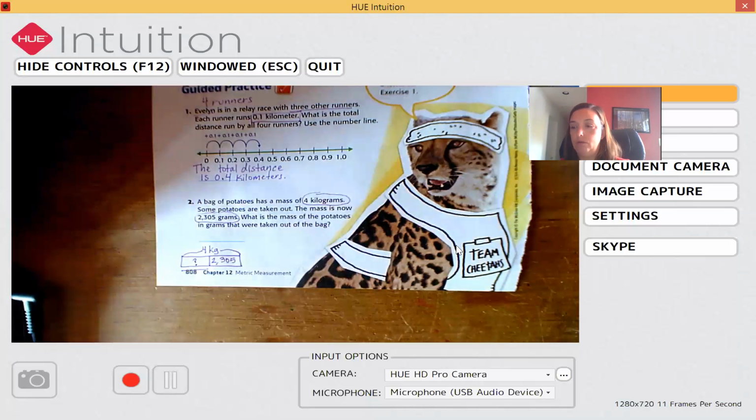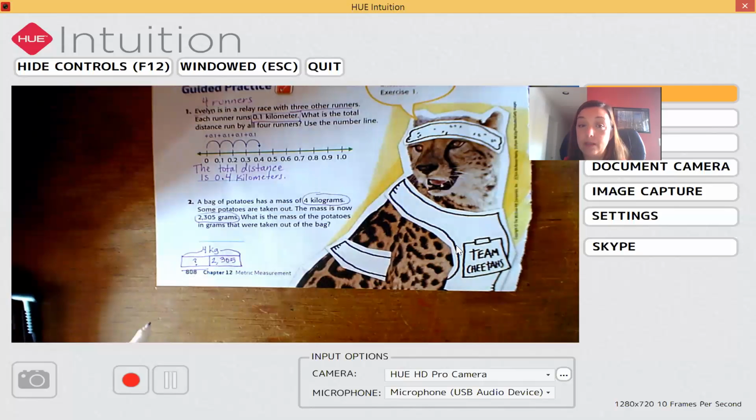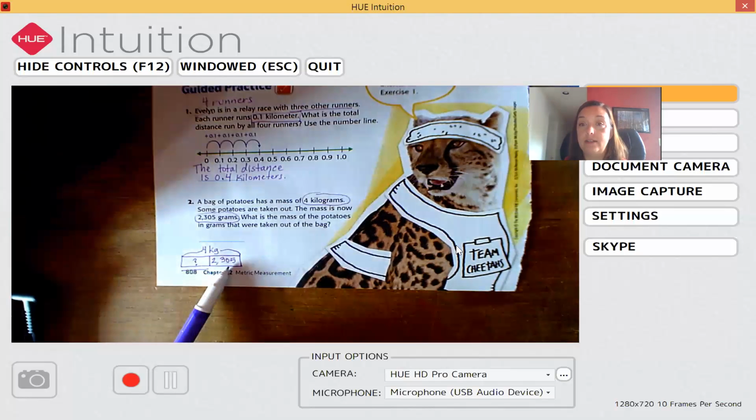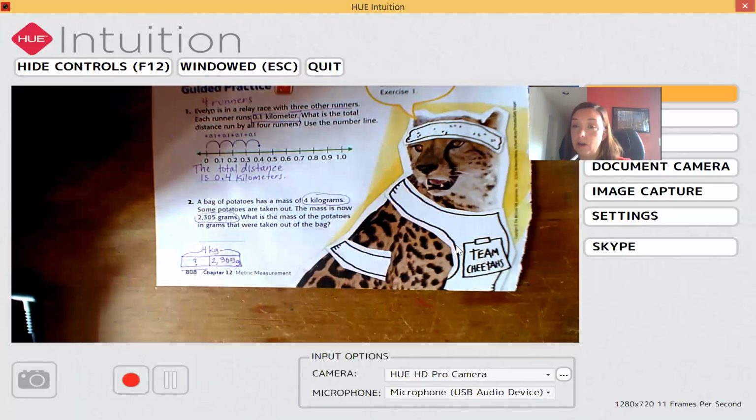So I know that if I add this part plus this part, it's gonna equal the whole amount. And then the opposite of adding would be subtracting, right? If I take this 4 kilograms and I subtract what was left, it will give me the difference of what was taken out in the first place. All right, but here's another problem. The total is given in kilograms. This is grams, right? So we have to convert first the 4 kilograms into grams.